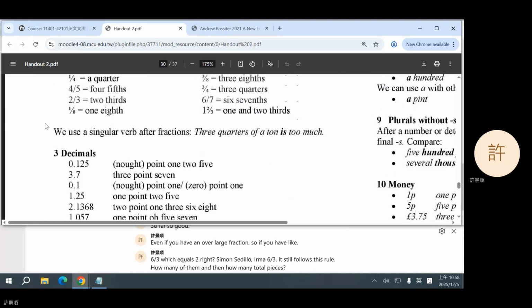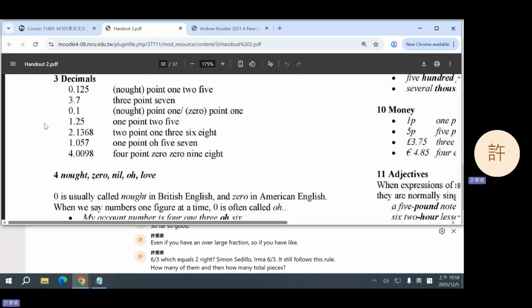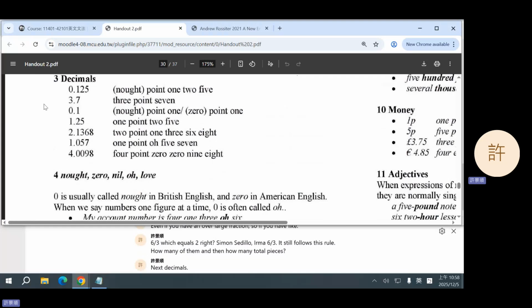Next, decimals. Americans don't say "not." We say 0 or "O." O here.